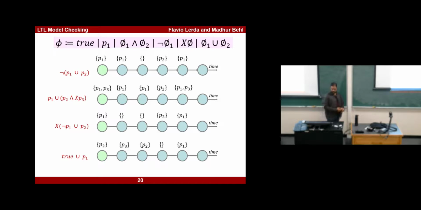True until P1. Does this trace satisfy this expression? True until P1. Can someone tell me what this expression is equivalent to? What are we actually saying in plain English about P1? How would you say it in terms of an operator that we've just seen in the previous examples? Well, just until P1 is not a valid expression. You need phi1 until phi2.